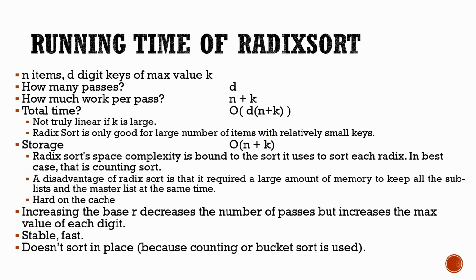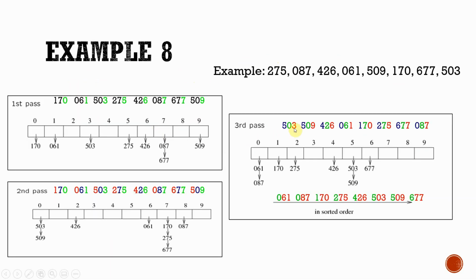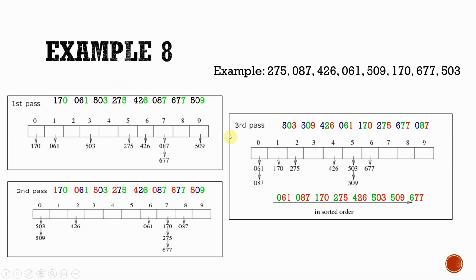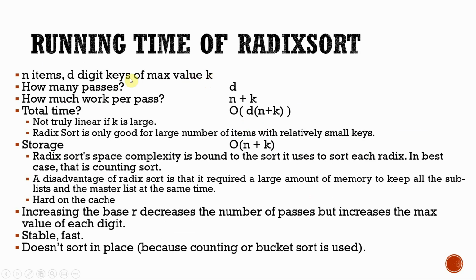So what is the running time of Radix sort? If we have n items and d digits of maximum value k. What does that mean? N items. Here we have 1, 2, 3, 4, 5, 6, 7, 8 numbers, so n is 8. D digits: in this case, we have 3 digits. Each number is a 3-digit number, and the maximum value k, each digit's maximum value, is 9.